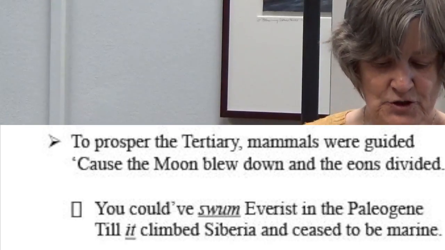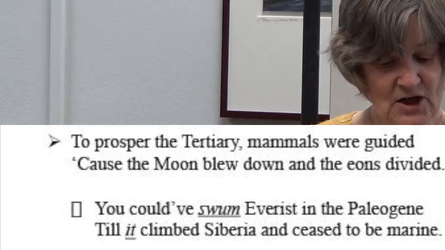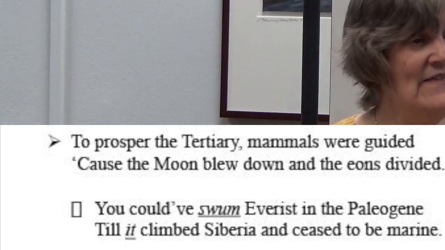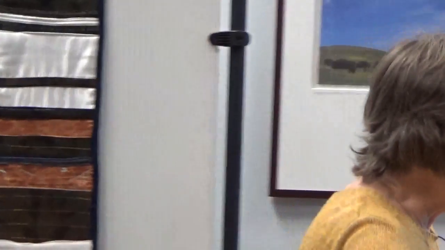To prosper the tertiary, mammals were guided because the moon blew down and the eons divided. There were mammals in the Mesozoic, but they were smaller than the dinosaurs. And they moved more quickly. Remember, if you're as big as a dinosaur, think about this, and you get cold, how long is it going to take to warm you back up?